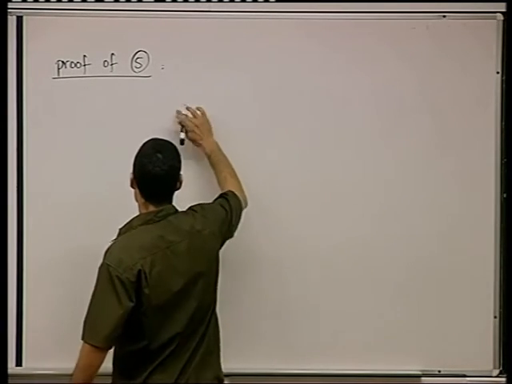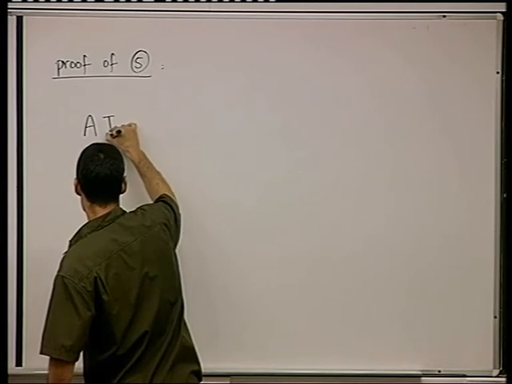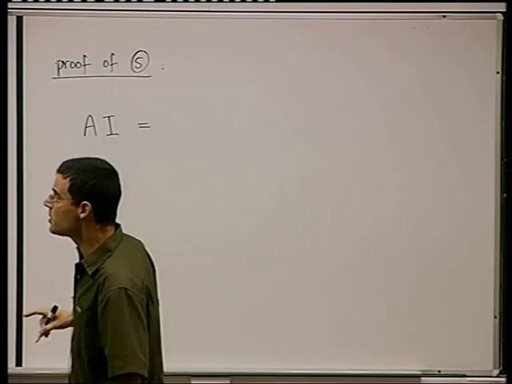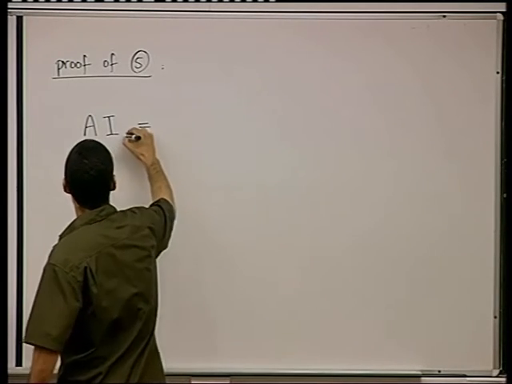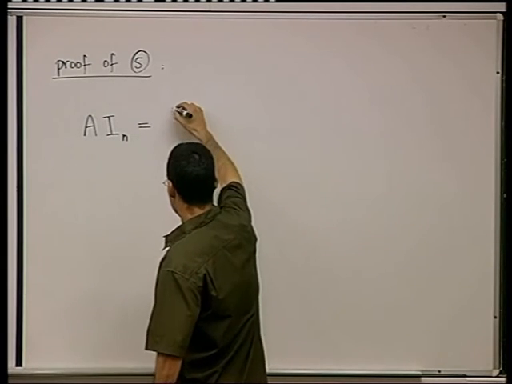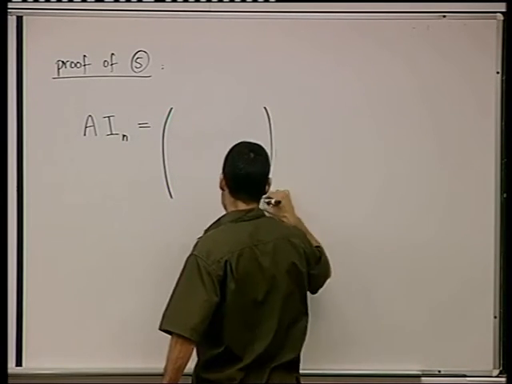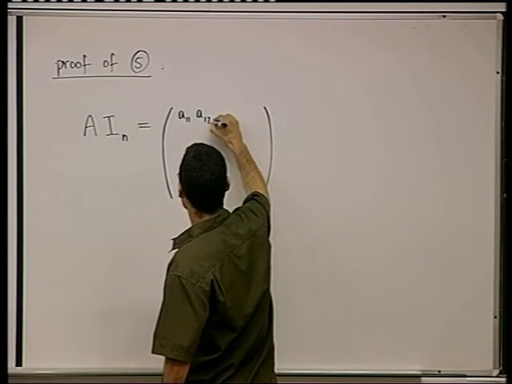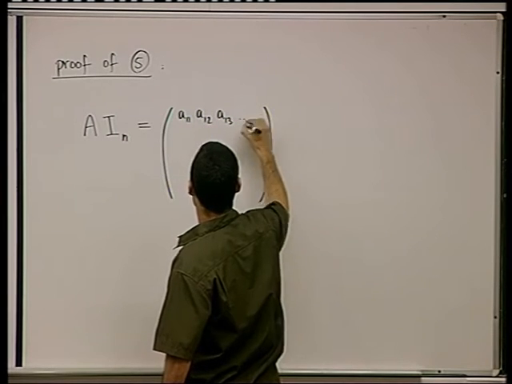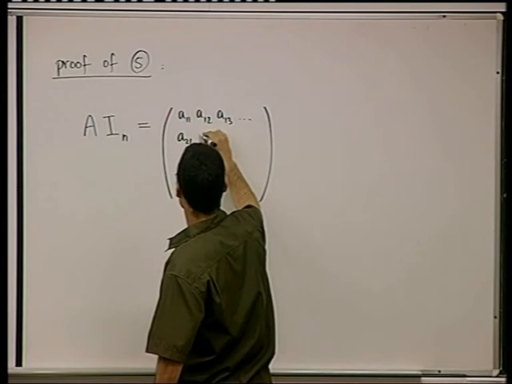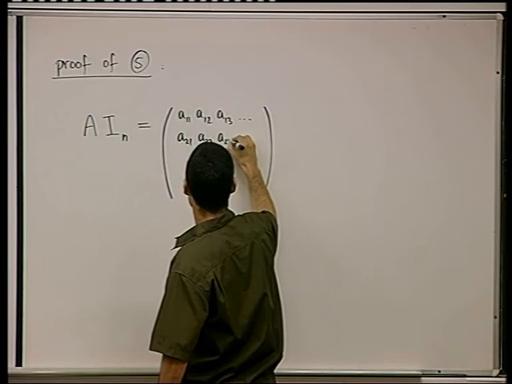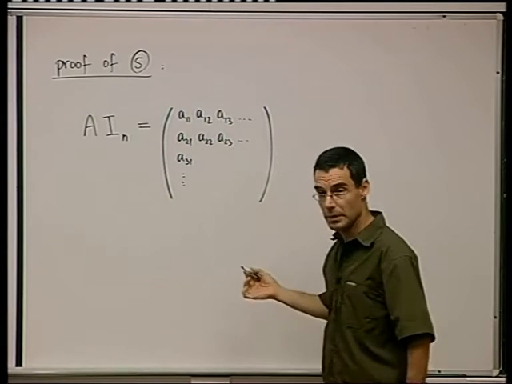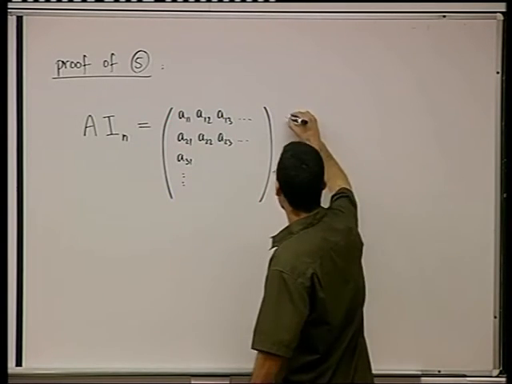So another way of doing these sort of arguments is, what is A times I? Okay, and remember that A was m by n, so we're taking I_n. So we can just write what A is. What is A? A is a11, a12, a13, dot, dot, dot. a21, a22, a23, dot, dot, dot. a31, dot, dot, dot, etc. Right? That's A.